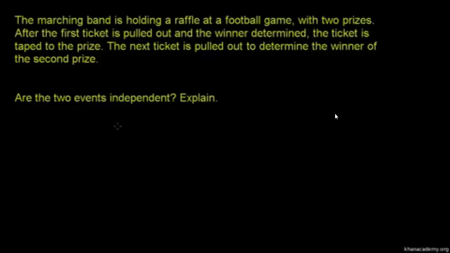Now, before we even think about this exact case, let's think about what it means for events to be independent. It means that the outcome of one event doesn't affect the outcome of the other event. In this situation, after the first ticket is pulled out and the winner determined, the ticket is taped to the prize. Then the next ticket is pulled out to determine the winner of the second prize. The possible outcomes for the second prize are dependent on who is pulled out for the first prize.